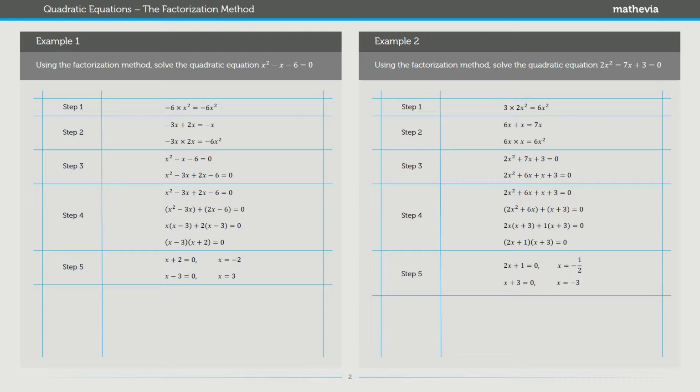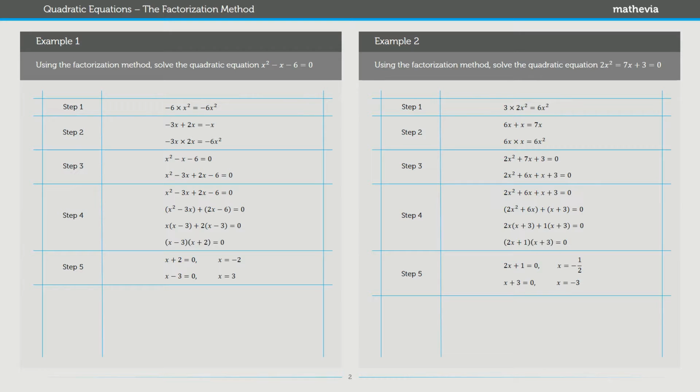Now, example 1. Using the factorization method, solve the quadratic equation x squared minus x minus 6 equals 0. Okay, so we're going to break this down using 6 short, simple steps. Now step 1. The first thing we want to do here is multiply the first term x squared and the last term minus 6. So you have minus 6 multiplied by x squared, and what you have is minus 6x squared. Simple. That's the first thing you want to do.